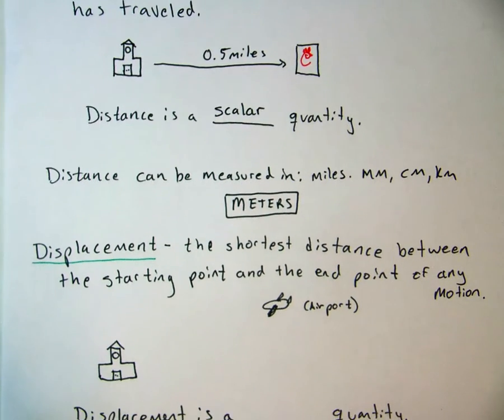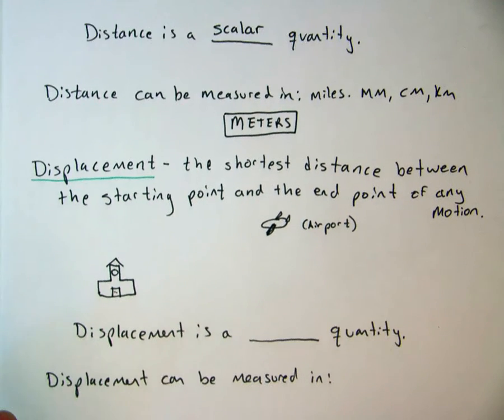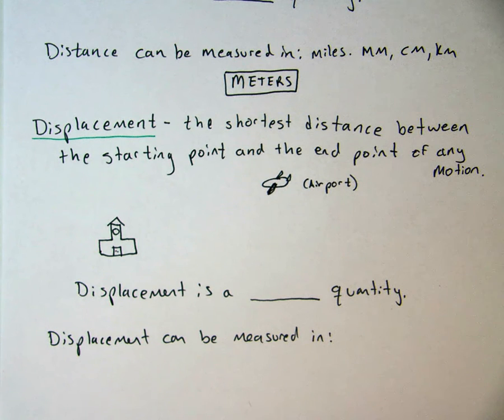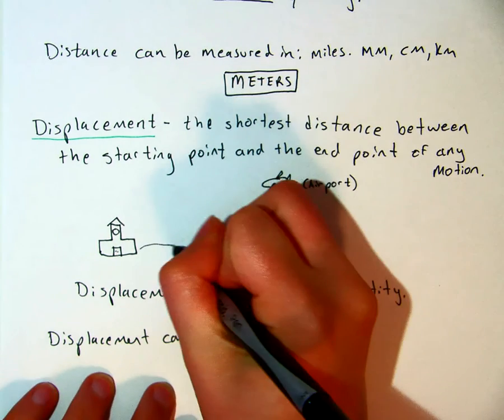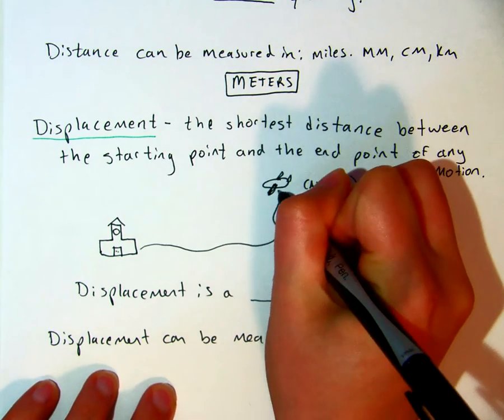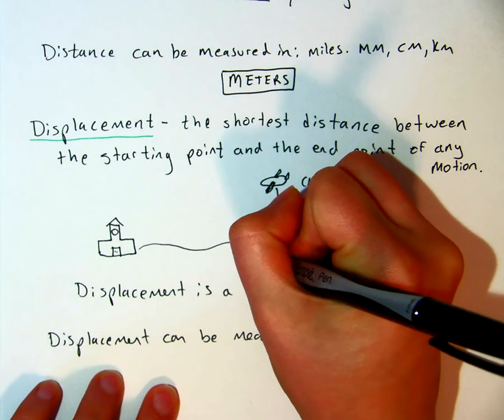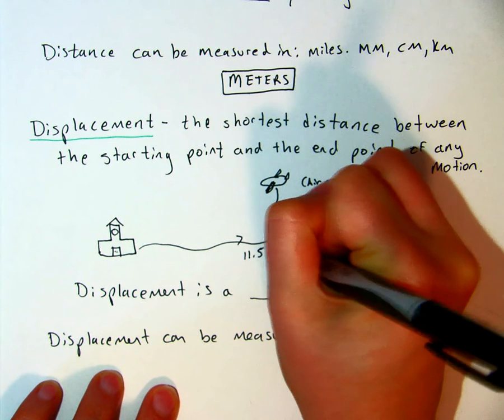Displacement is the shortest distance between the starting point and the end point of any motion. Okay. So what I like to describe it as, it's the distance between where you start and where you end. So for example, if I leave school now and head to the airport, I have to take a kind of funky path to get there. I have to go down the highway and then back up to get to that airport. And Google Maps says it's going to take me about 11.5 miles.